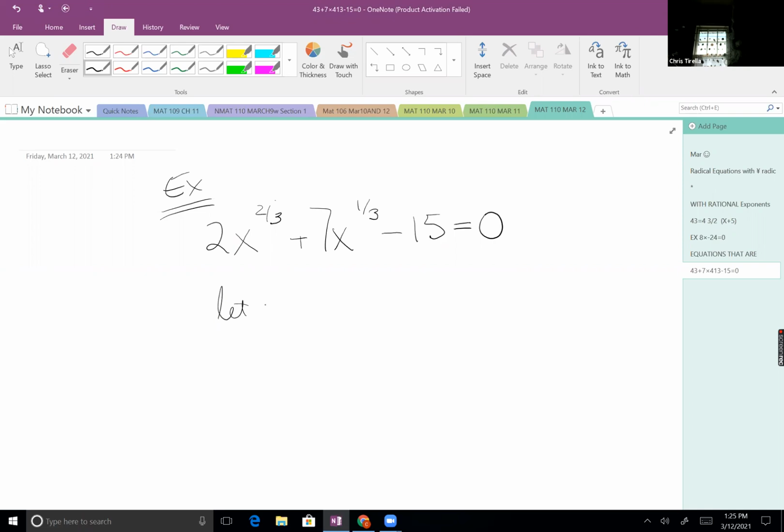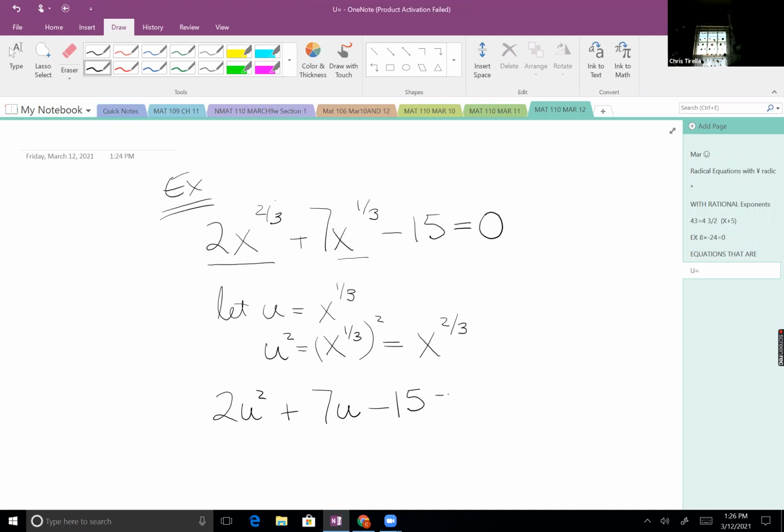So I'm going to let u equal the variable part of that middle term, x to the 1/3. And so when I look at u squared, that's x to the 1/3 squared. And when I multiply exponents, that gives me x to the 2/3. So when I substitute, 2x to the 2/3 would be 2u squared plus 7x to the 1/3 would be 7u minus 15 equals 0.